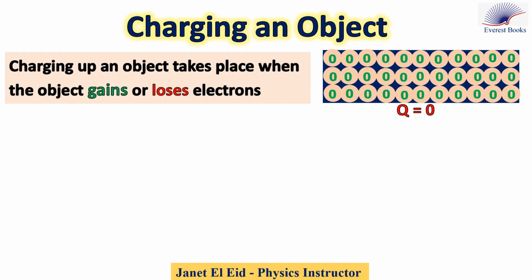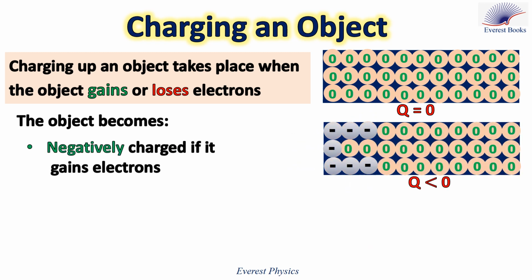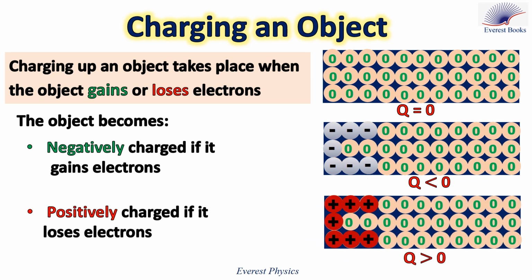Charging up an object takes place when the object gains or loses electrons. The object becomes negatively charged if it gains electrons and positively charged if it loses electrons.